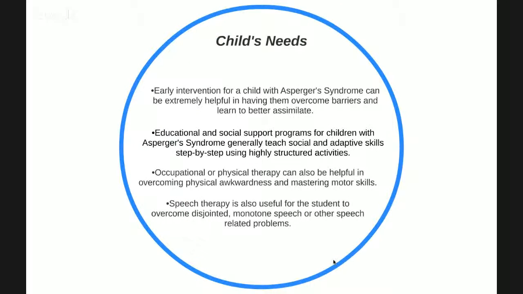Early intervention for a child with Asperger syndrome can be extremely helpful in having them overcome barriers and learn to better assimilate. Educational and social support programs generally teach social and adaptive skills step by step using highly structured activities. Occupational or physical therapy can also be helpful in overcoming physical awkwardness and mastering motor skills. Speech therapy is also useful for the student to overcome disjointed, monotone speech or other speech-related problems.